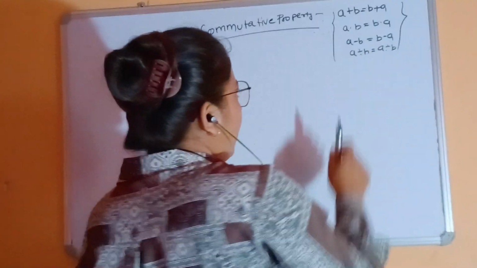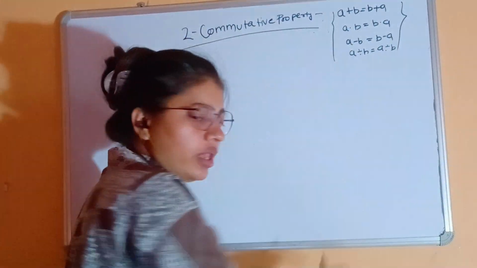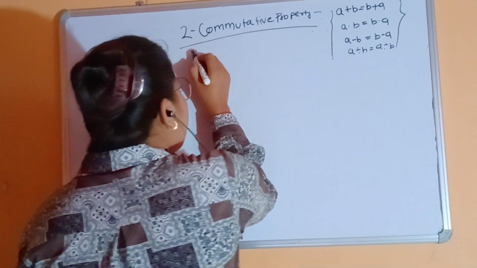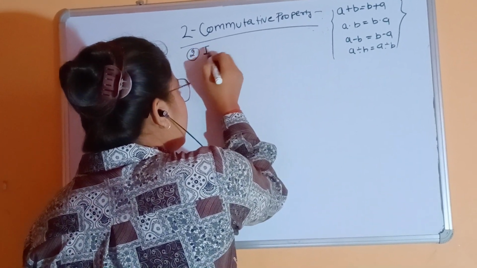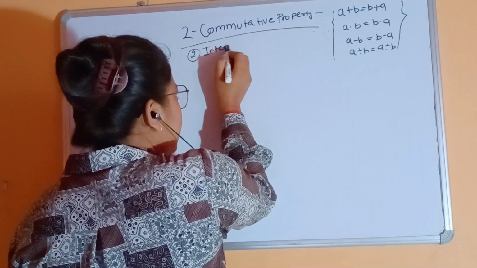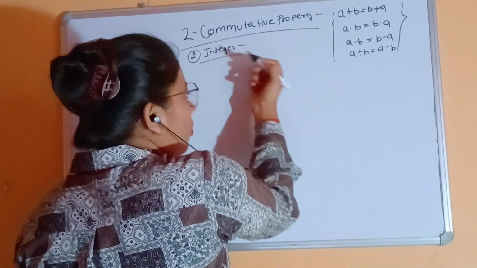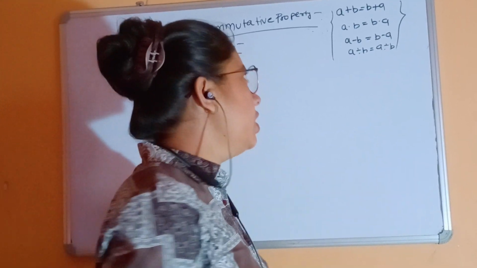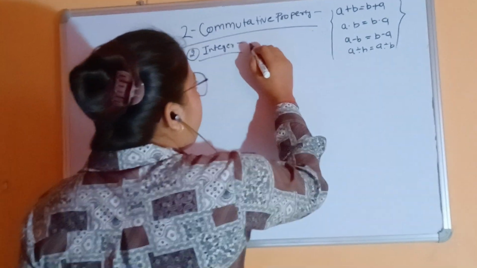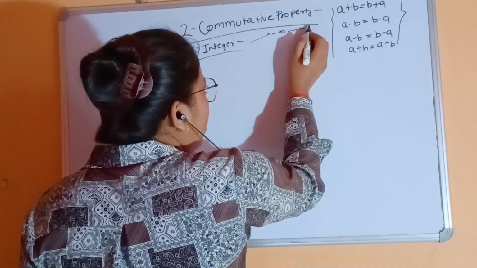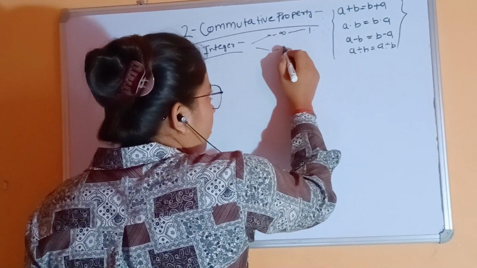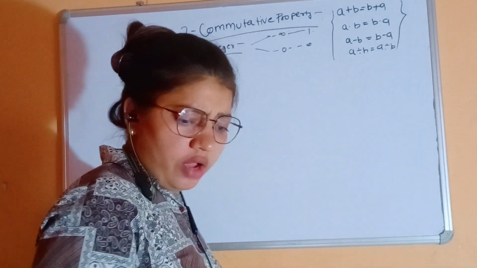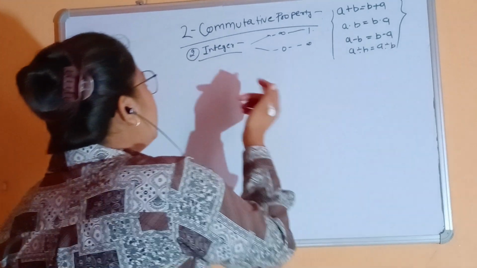All operations are the same and also follow in integers. If they follow, then the property holds, otherwise it does not hold. First we discussed whole numbers, now we take the example of integers. We know what integers are: negative integers and positive integers. Negative integers go from minus infinity up to minus 1, and positive integers go from 0 to infinity. Now we take a plus b in integer addition.